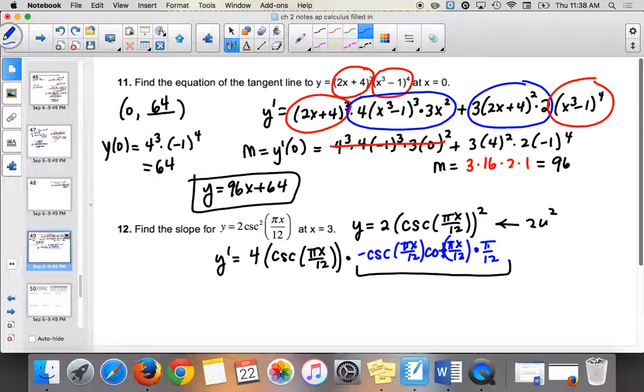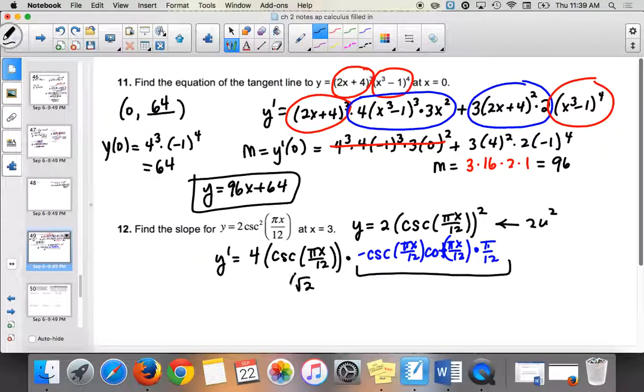Like cosecant of pi x over 12, when I plug in 3, is going to be cosecant of pi over 4. So what is the sine of pi over 4? Root 2 over 2. So if we do the reciprocal of root 2 over 2, do you guys know what that is? It would be 2 over root 2, but that actually reduces down. It's kind of a good one to know: 2 over root 2 is really just root 2, which seems weird, right? So this first part is going to be root 2.